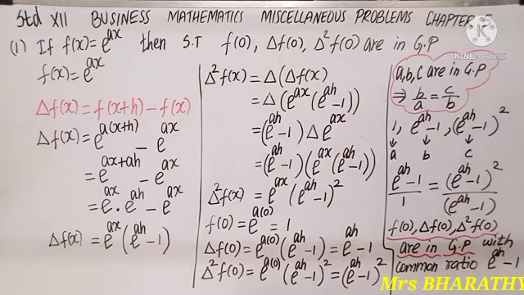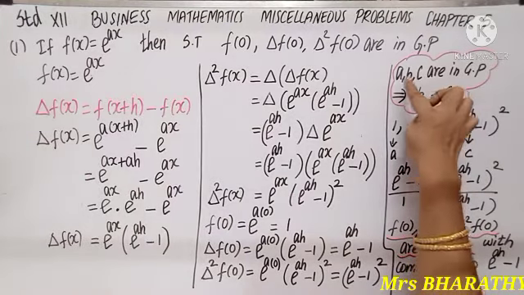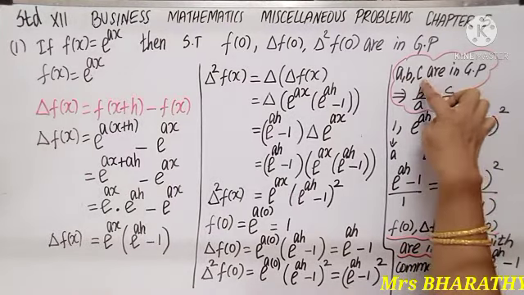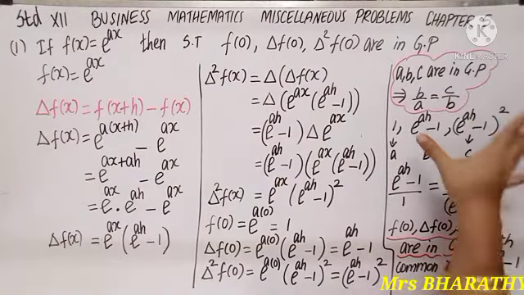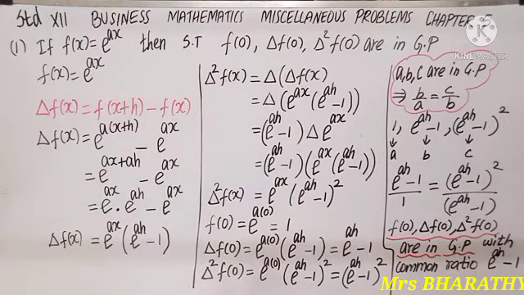So what do we mean by geometric progression? Second term by first term equals third term by second term. As I substitute also, I get e power ah minus 1 cancels with a square. Both are equal. So we are able to declare the given three terms are in GP.